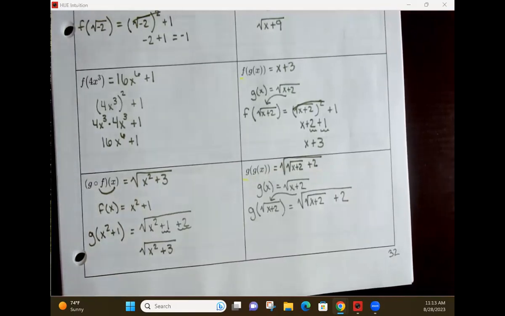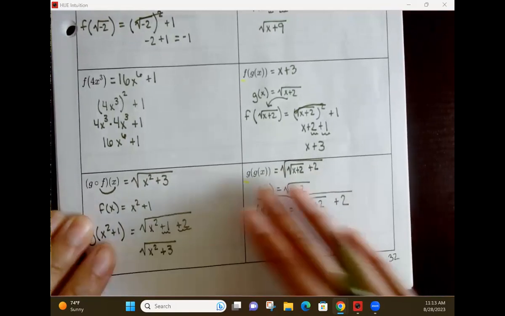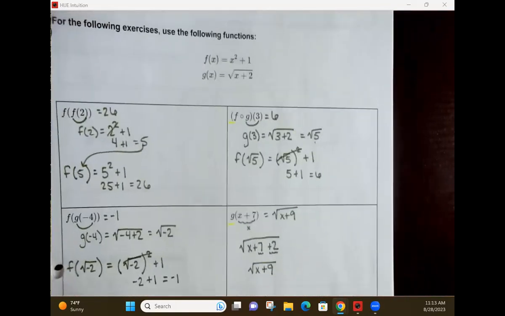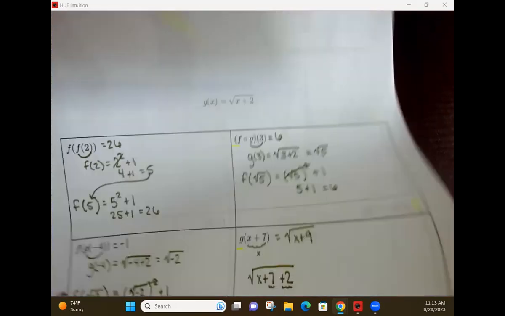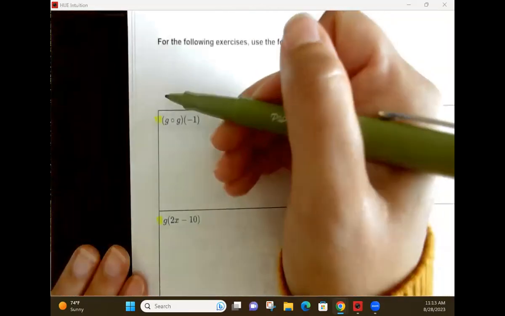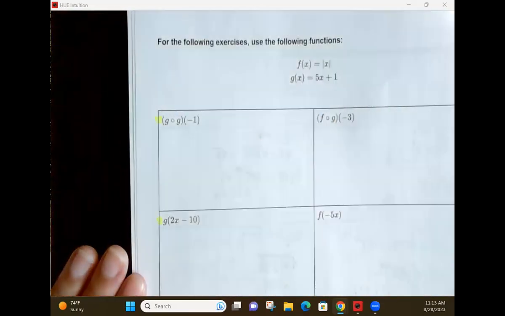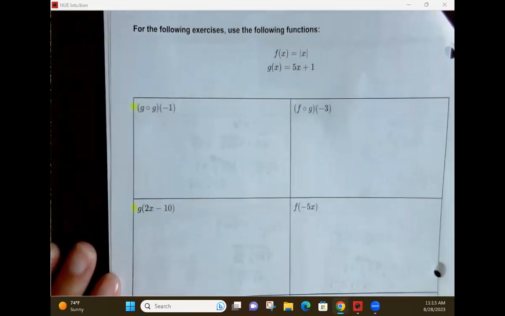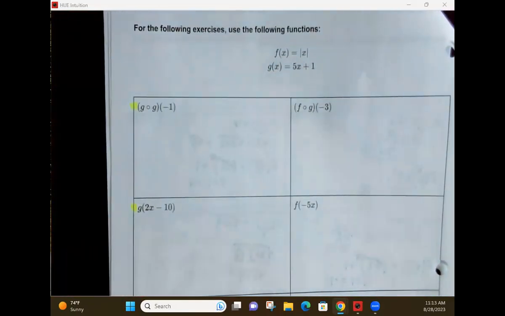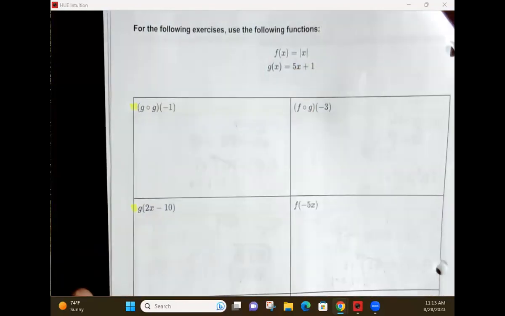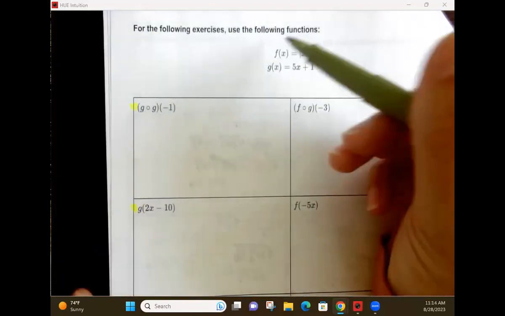Last thing for today. Turn the page for me. We've got a new set of functions, and we're going to do this one more time. I want you to work on, this time, the left-hand column of problems. We've done this several times together. I've asked you to practice them. We've checked them. Now this page, I'm going to turn you loose. This left-hand column, I would like you to try with your two functions up at the top here.